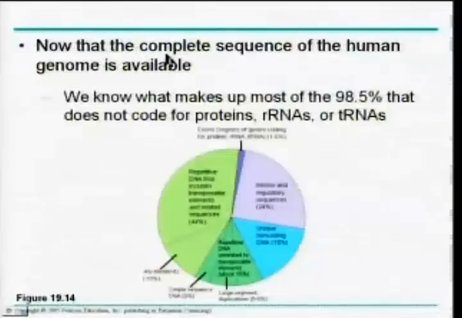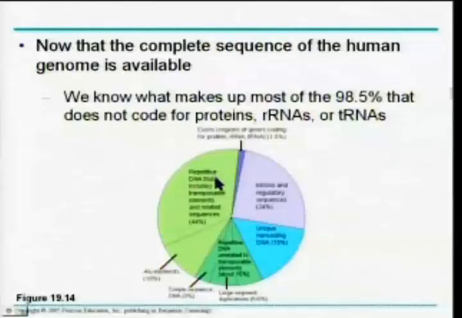Now that the complete sequence of the human genome is available, we know what makes up most of the 98.5% that does not code for proteins, ribosomal RNAs, or tRNAs. We see that in the pie chart here. Start with the skinniest one first. Exons, the regions of genes encoding for protein, tRNA, and rRNA, are about 1.5%. Plus the 98.5%, so the rest of the pie is making that up.